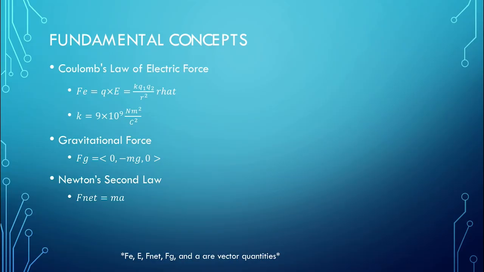The second fundamental concept in this lab is gravitational force. This force is equal to the product of the mass of the object times the gravitational acceleration constant, and it is important to note that this force is in the negative y direction. The final fundamental principle in this lab is Newton's second law. This law relates the net force acting on an object to the product of the object's mass times its acceleration. One final thing that I believe is important to note is that the electric force, the electric field, the net force, the force of gravity, and R hat and A are all vector quantities, which means they have both magnitude and direction.